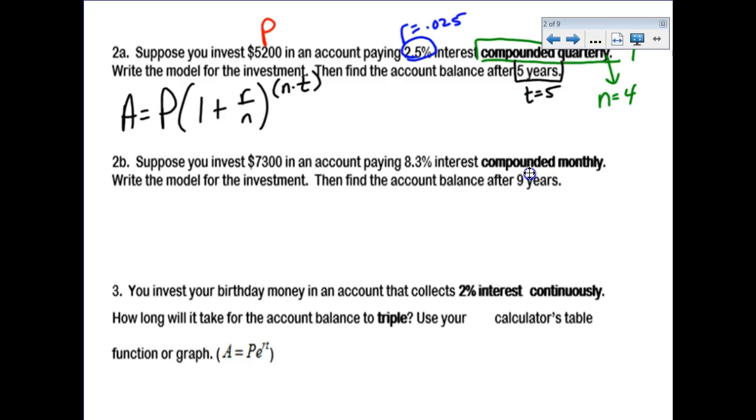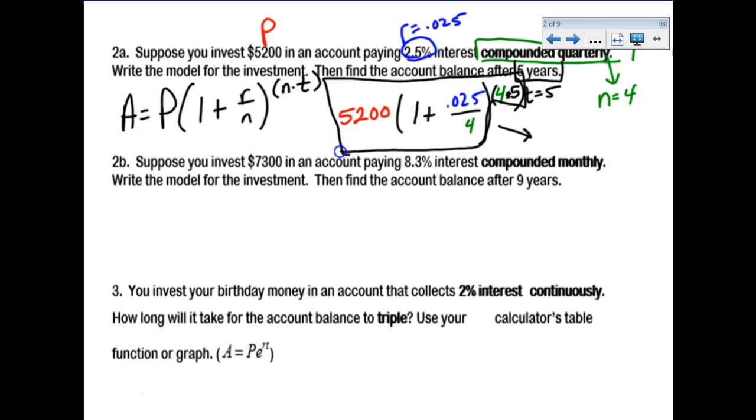So we are going to be on our home screen of our calculator, typing in all this information because there are no more variables left once we have everything plugged in. So 5,200 times 1 plus 0.025, divided by our quarterly, so that's 4. And then that quarterly number shows up again up here. If you're using a yellow calculator, you don't have to have parentheses around the exponent, but if you have an older calculator, you definitely need them. And we're supposed to multiply by how many years, which is 5. So, in your home screen of your calculator, please type this. And it's dollars, so give me dollars and cents as an answer.